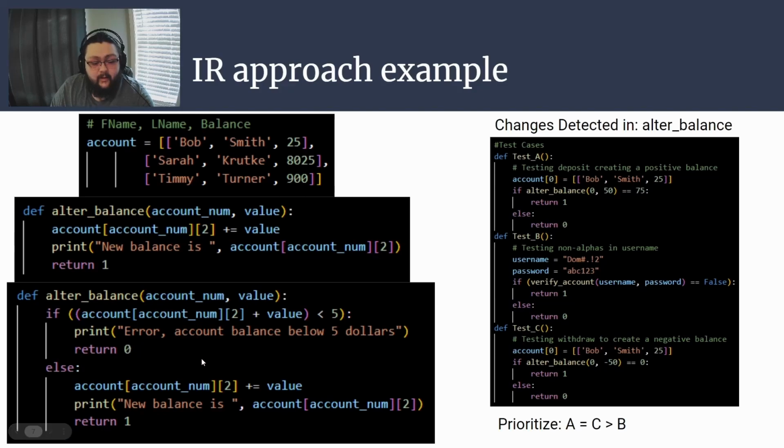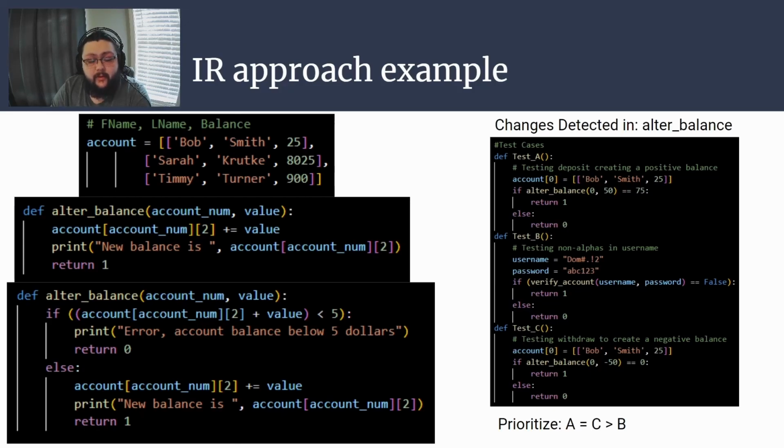And then once the system detects the change here inside alter balance where this is created, it scans all of the test cases to find ones that may be related. So here you can see test case A uses alter balance, test case C also uses alter balance, but test case B does not and uses something instead called verify account. Because of this, you would prioritize test case A and C and then just push B down below them.